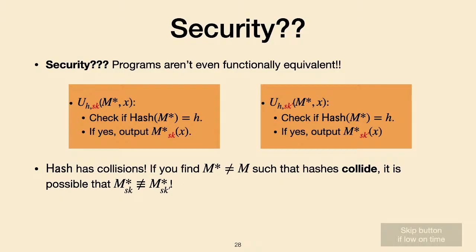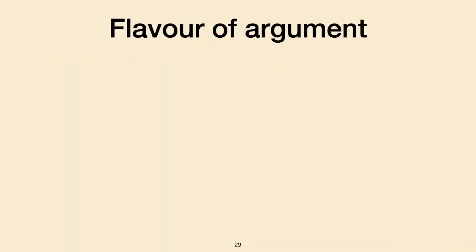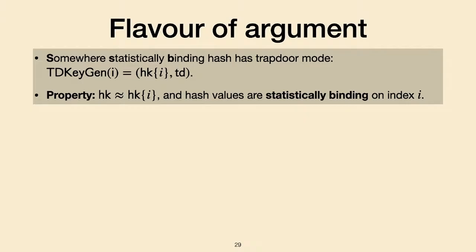But the idea is to use a PV-friendly somewhere binding hash. So this is the same SSB that Elaine introduced, and succinct garbling techniques. So this proof is a lot. I'll just give a flavor of the argument by giving one step of what the hybrid would look like. So what's a somewhere statistically binding hash? It's a hash where there's a trapdoor mode where I can generate the key along with the trapdoor in a way such that a regular key and a trapdoor key look indistinguishable. And any hash will be binding on index I.